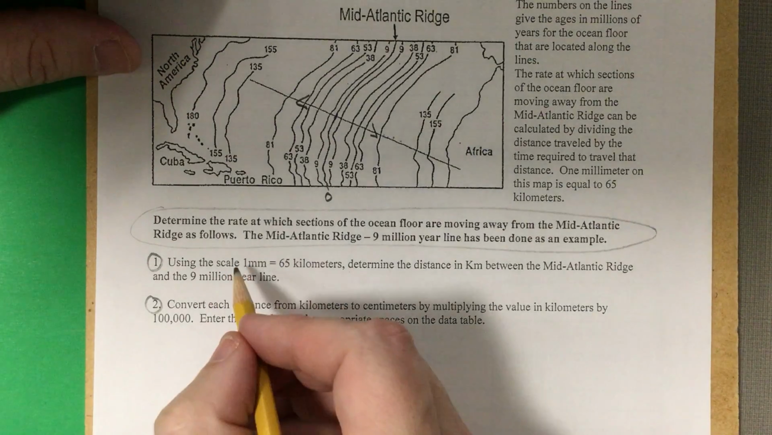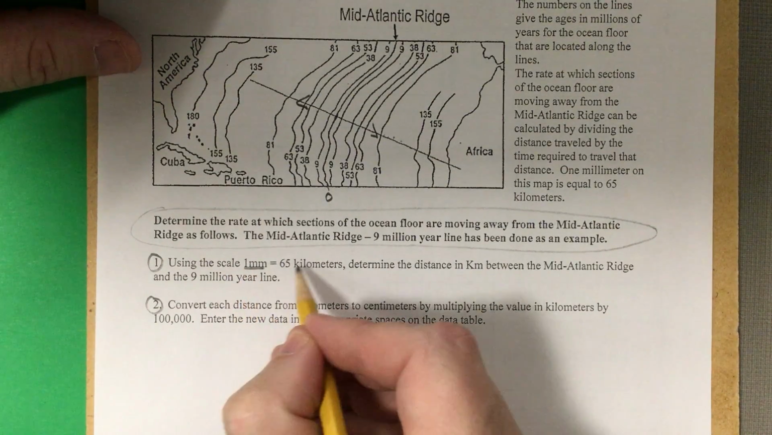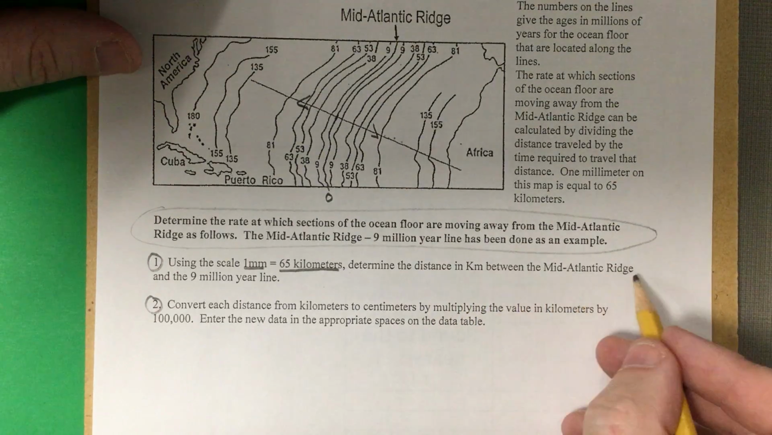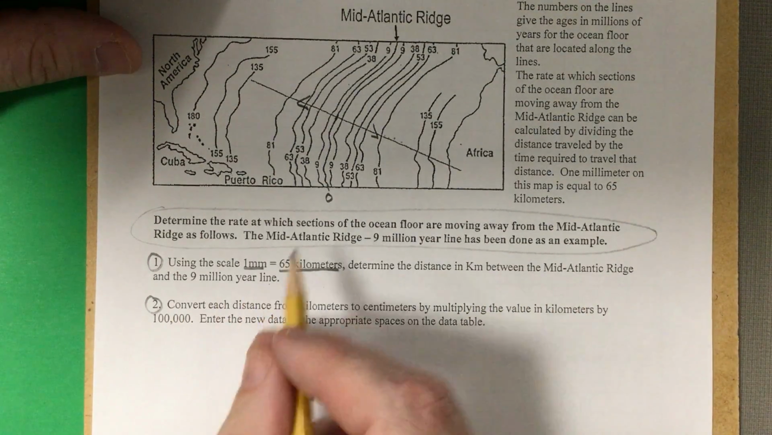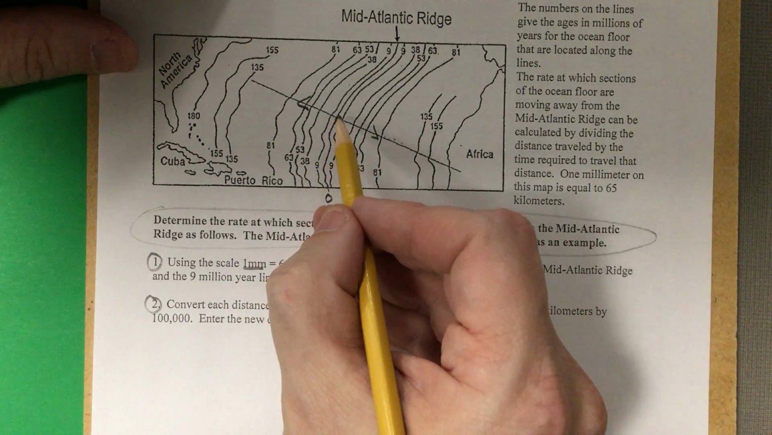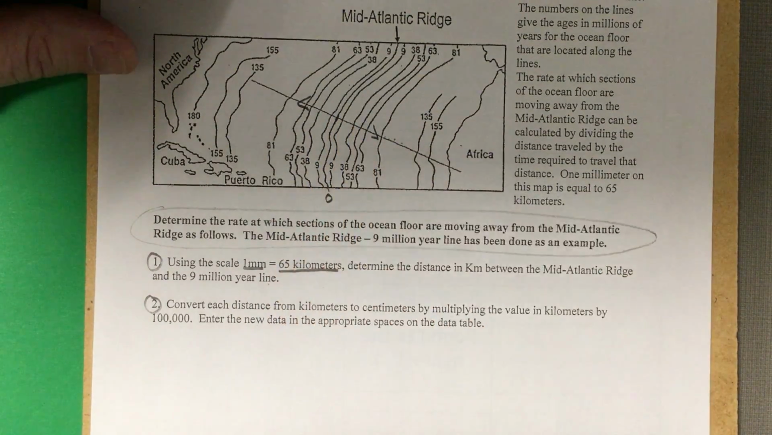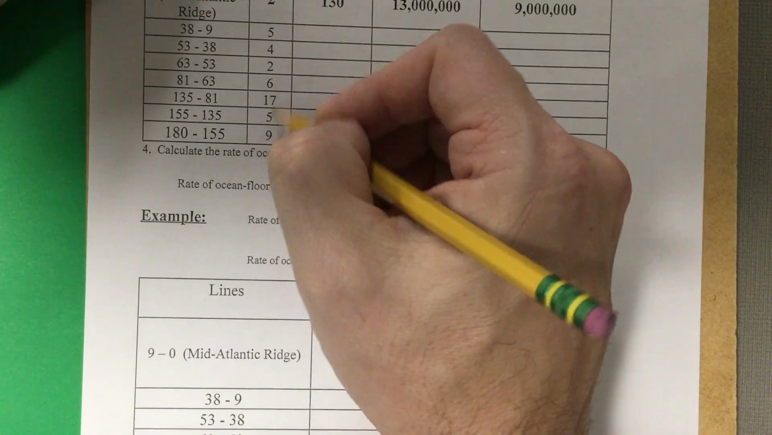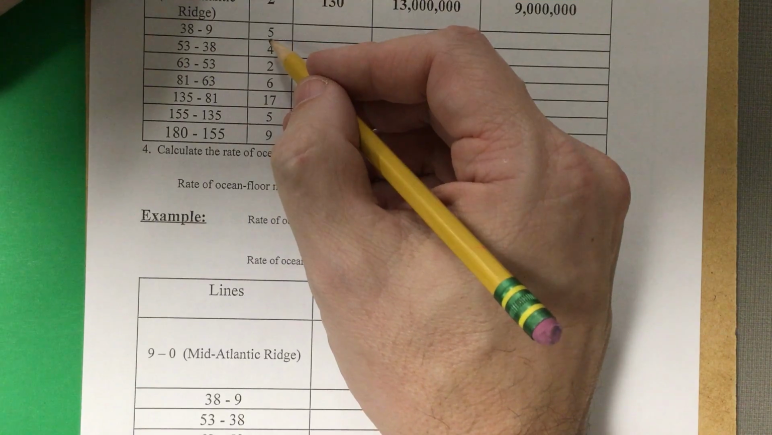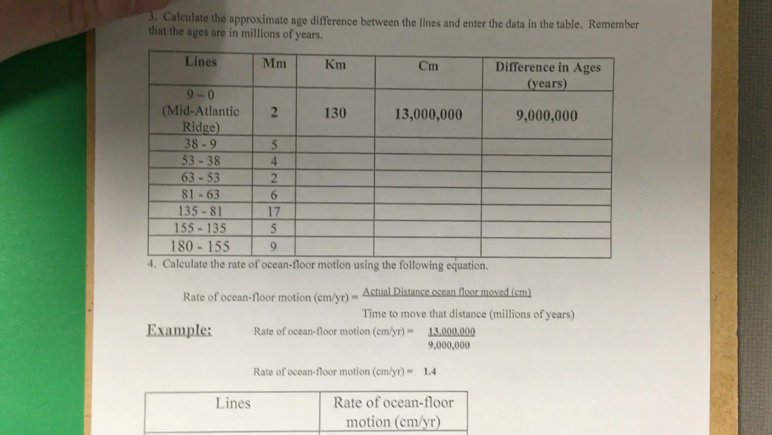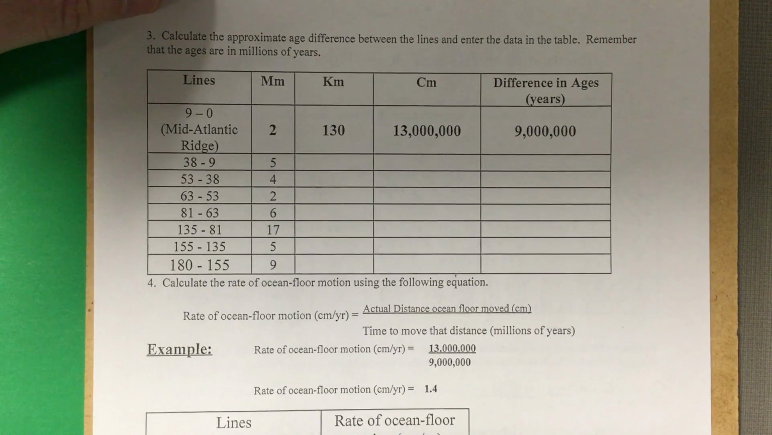So the first direction says, using a scale 1 millimeter equals 65 kilometers, determine the distance in kilometers between the Mid-Atlantic Ridge and the 9 million year line. Originally, Mr. Phillips and I have already done the measuring for you, so you do not have to use a ruler. These are all the measurements. We did that to ensure that everything's accurate and the same, so you're getting the same exact measurements as your neighbor.